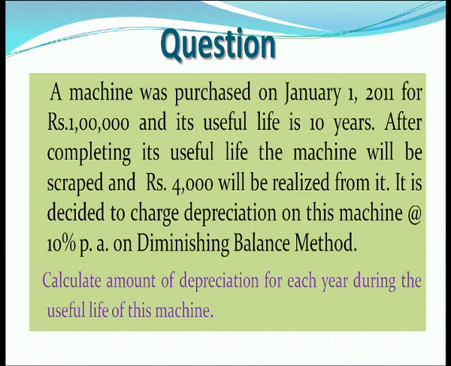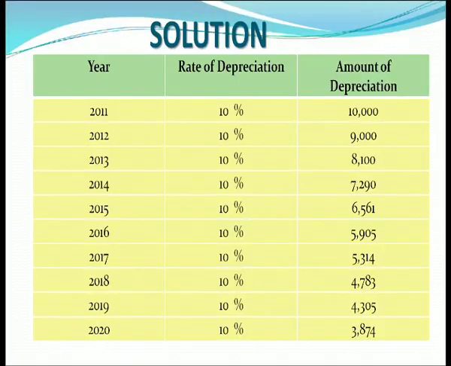It is decided to charge depreciation on this machine at a rate of 10% per annum on diminishing balance method. So, you have to calculate the amount of depreciation for each year during the useful life of the asset. Now, let us understand how the calculation would be done for depreciation under the diminishing balance method. The cost of the asset is 1 lakh rupees and the rate of depreciation to be charged is 10%.